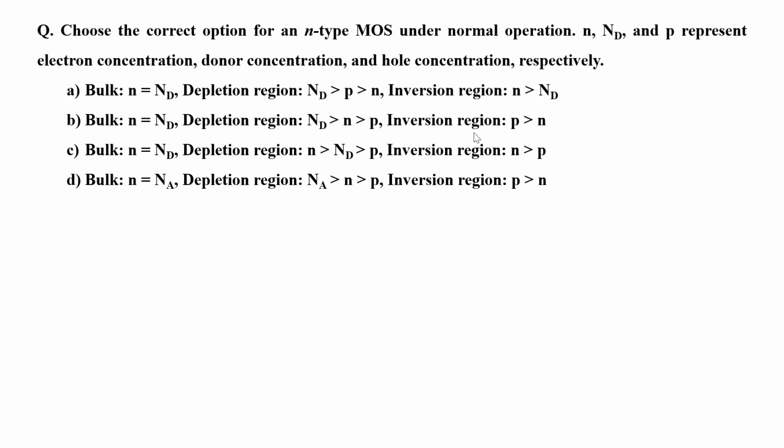In the bulk, they are telling electron concentration is equal to donor concentration, and in the depletion region donor concentration will be greater than electron concentration, which will be greater than the hole concentration, right? I feel that it is obvious. Ma'am, here it is heavily doped n, that's why it is the N-type MOSFET. So in the depletion region, obviously ND greater than n greater than p would be there, right? Yes, ma'am, that's what I thought. Based on the normal explanation it is obvious, but I think we'll have to check with the theory part for that.